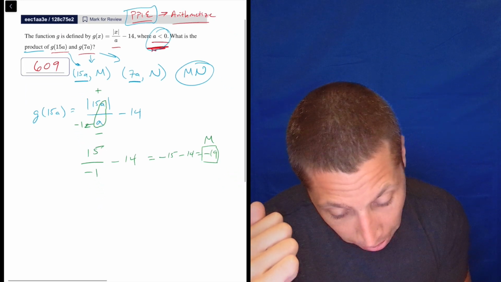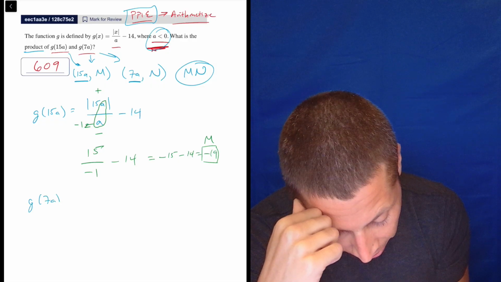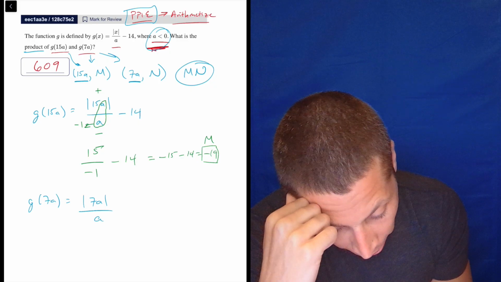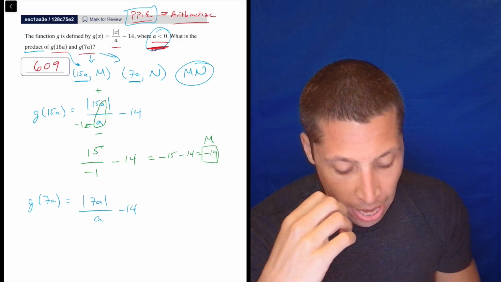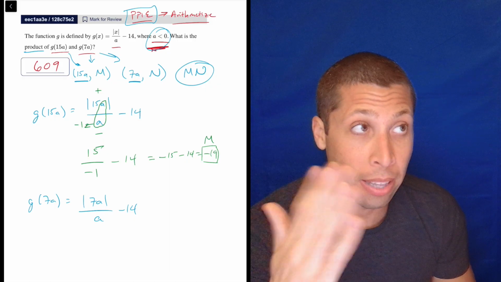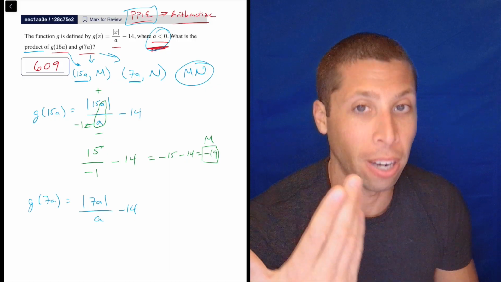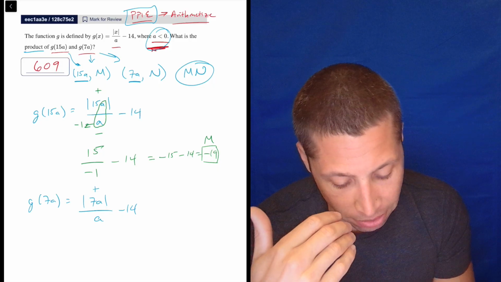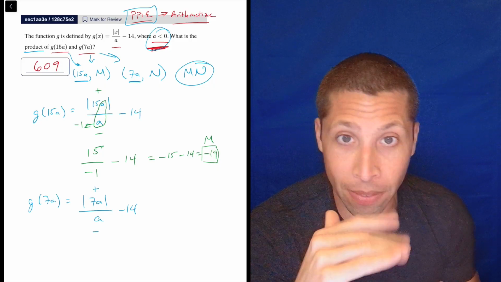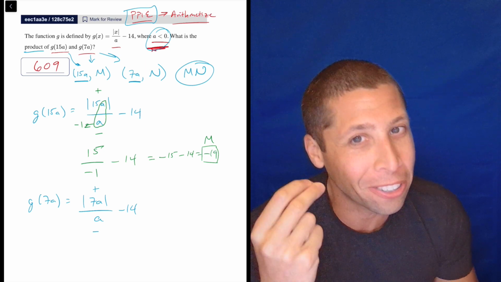So now we've got to do the same thing for the 7a. So g of 7a is equal to the absolute value of 7a over a, minus 14. And again, the same thing's going to happen. I don't want to explain it again. If you don't understand it, that's okay. This is why we would have used Desmos and arithmetized, so that we don't have to understand it conceptually, that this positive number and this negative number are going to reduce to a negative 1. So if that confuses you, this is why we arithmetize, so we don't have to think conceptually about weird concepts.